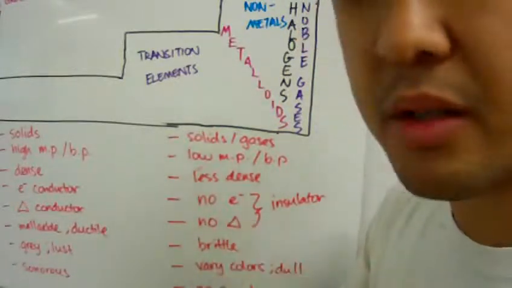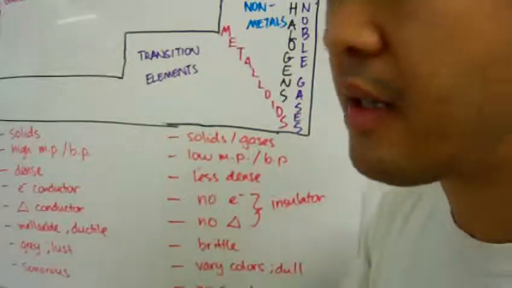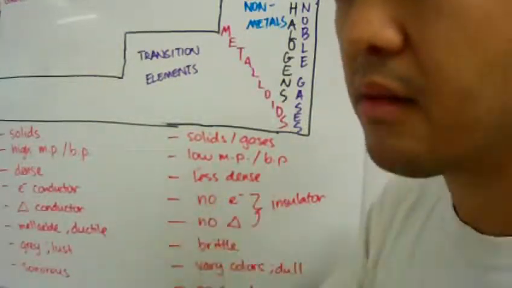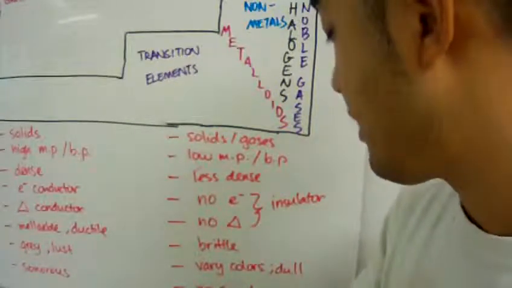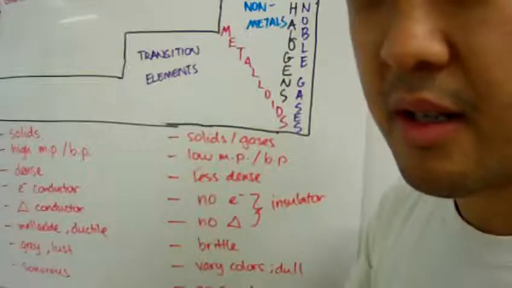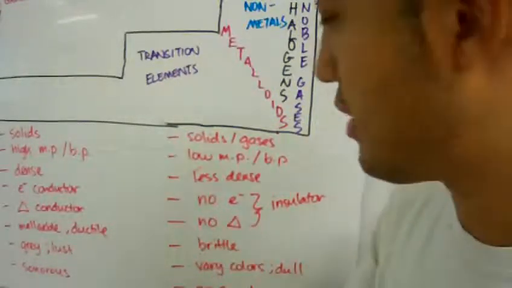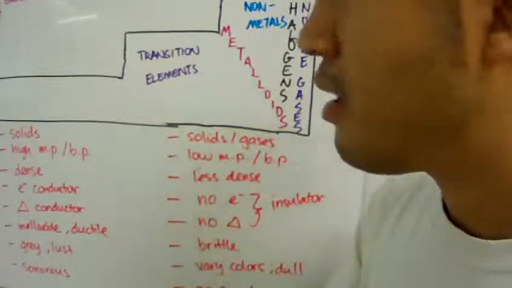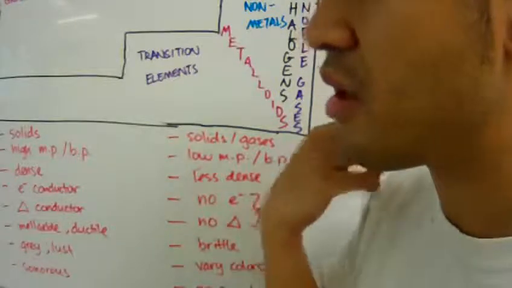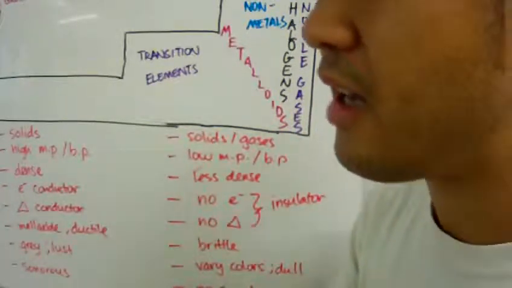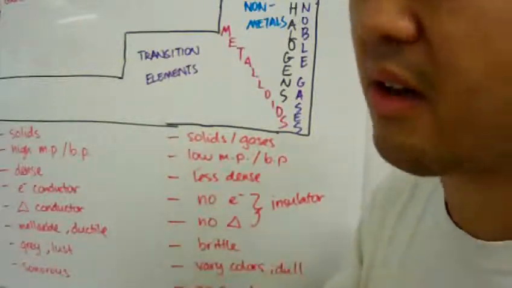Non-metals tend to be very brittle if they are solids. All right. So like graphite. Also, non-metallic elements tend to have different types of colors if you can see those colors. And if they are solids, those colors tend to be quite dull. And also when you knock on a non-metallic element, there's no ringing sound, all right?